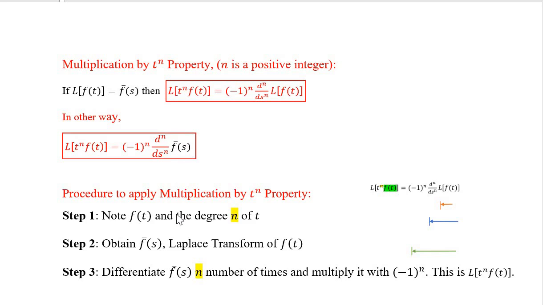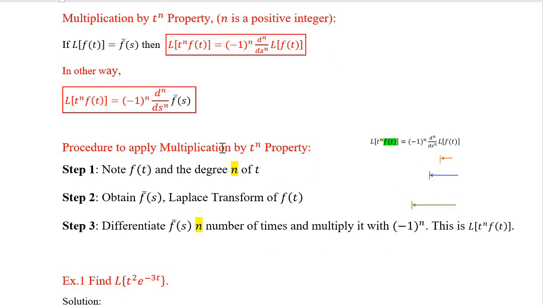Let us understand the procedure of applying this property. The first thing is to note f of t and n. Given a function of this type, the first step is to note f of t and note the positive integer n. The second step is to obtain the Laplace of f of t, and the third step is to differentiate f bar s n number of times and multiply it with minus 1 raised to n. That will be Laplace of t raised to n into f of t.